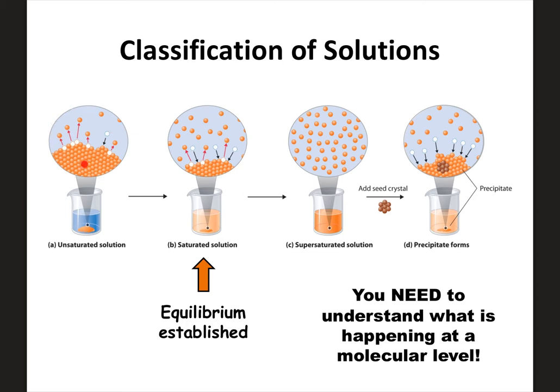So if you look here on a molecular level, the orange substance is your solute, and the bluish area would be your solution. From an unsaturated solution, you can see that more of the particles are entering the solution. The arrows show the molecules leaving the solute and entering the solution, indicating that they are dissolving. But you still have some that are precipitating out at the same time.